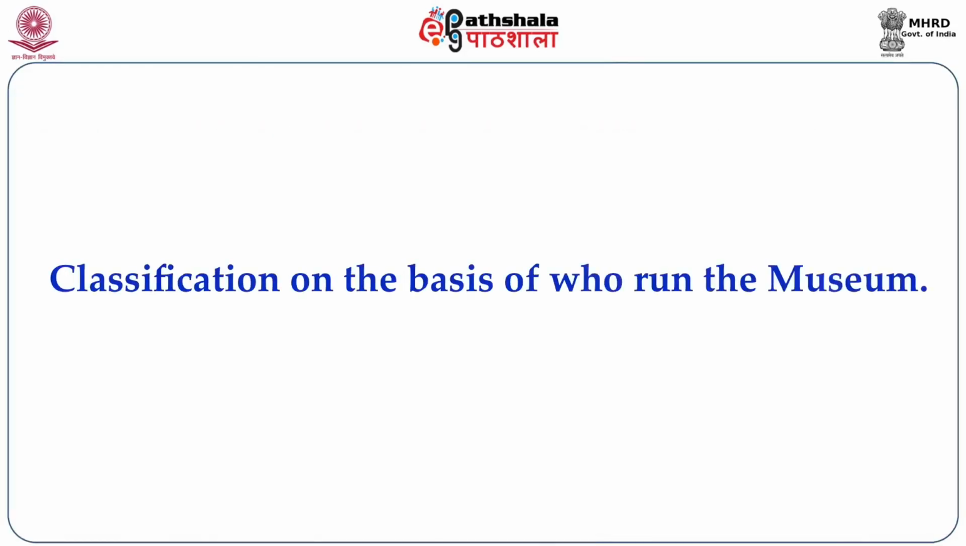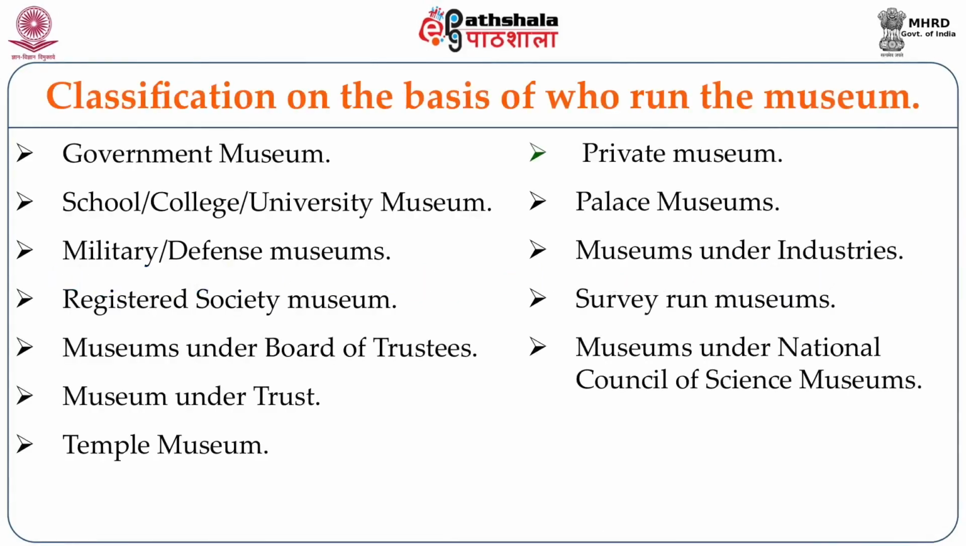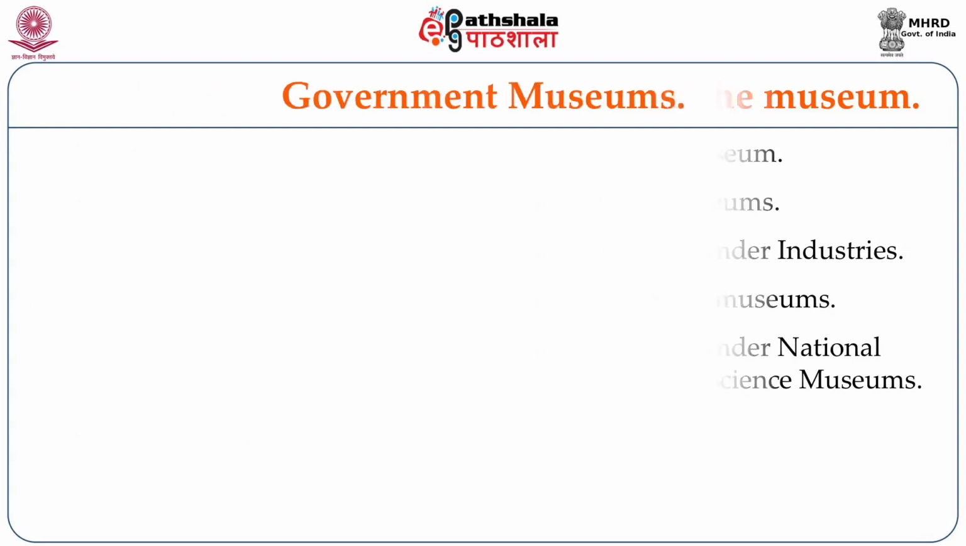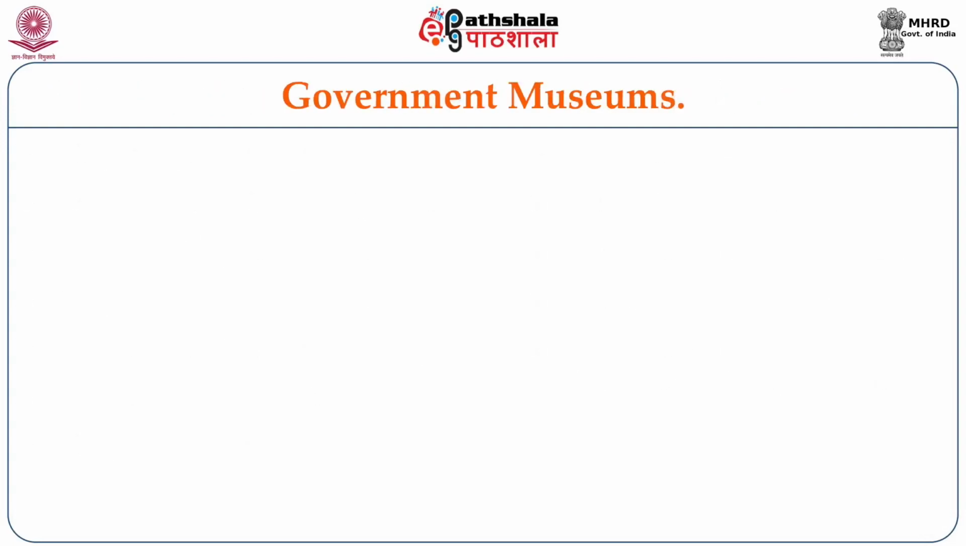Secondly, we classify museums based on who runs the museum. That is government museums; school, college and university museums; military or defense run museums; registered society museums; museums under a board of trustees; museums under a trust; temple museums; private museums; palace museums; museums under industries; survey run museums; and museums under the National Council of Science Museums. So let's look into the government run museums. First we will see the central government run museums.